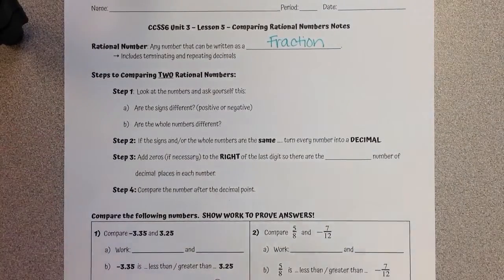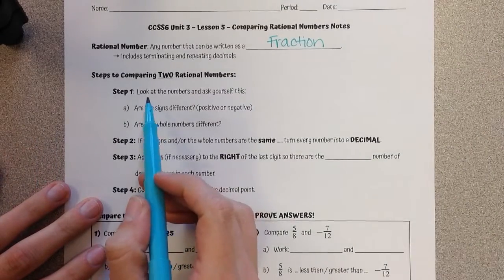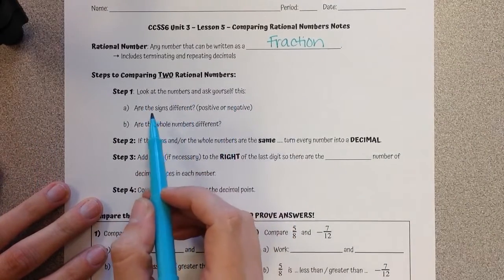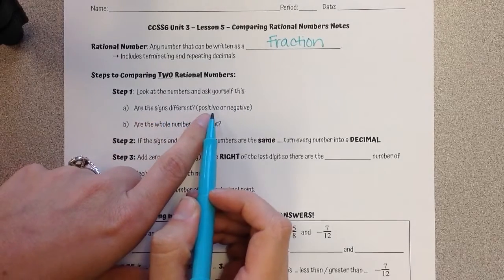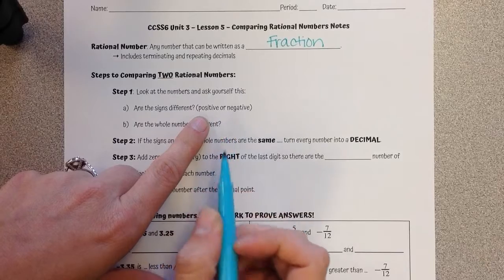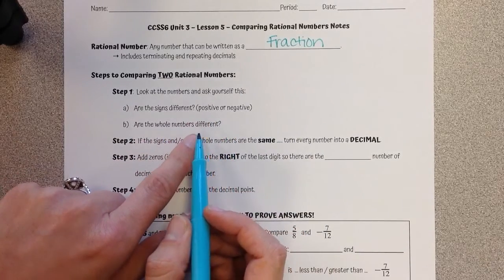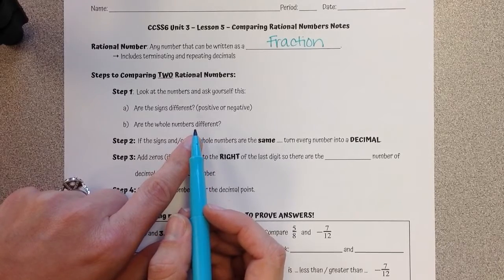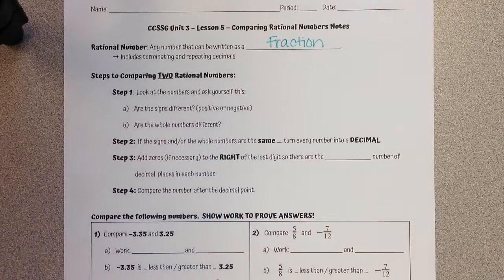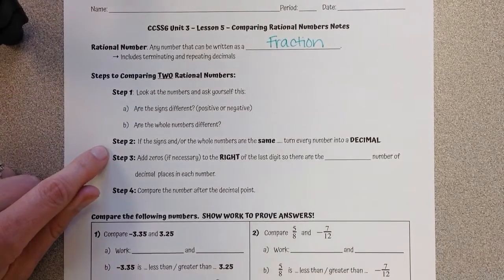So, steps to comparing two rational numbers. The first thing we're going to ask you to do is look at the numbers and ask yourself two questions. Are the signs different? Positive versus negative, because we should remember positive numbers are always greater than negative numbers. And then, are the whole numbers different? Because if the whole numbers are different, then you don't need to look at the decimal or fraction part of it. If neither of those is true, then we're going to move on to step 2.